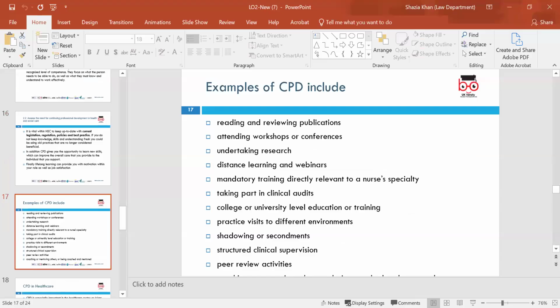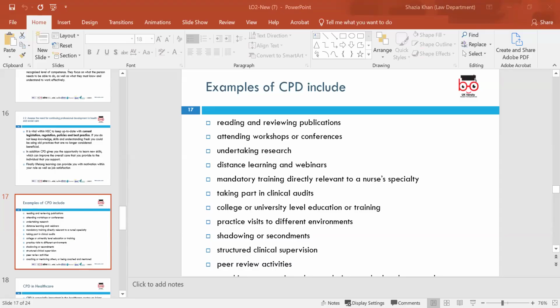Examples of CPD. CPD, continued professional development, includes things like training, reading, attending workshops, participating in professional networking, undertaking research, making sure we've got mandatory training in place, college or university level education, shadowing, mentoring, peer review. These are elements that could be examples of CPD within your own workplace.